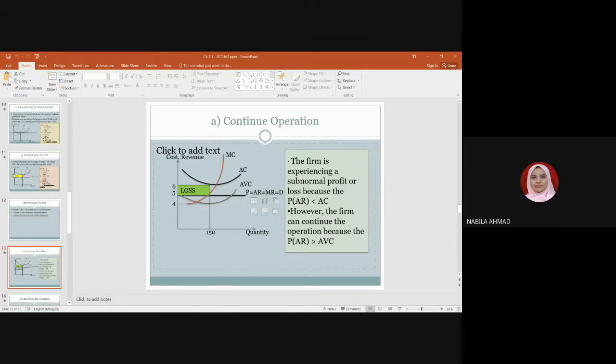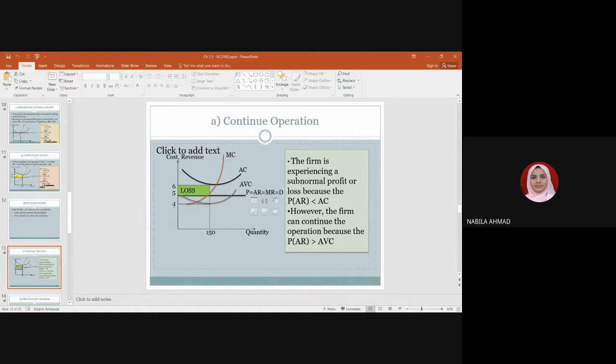Contohnya di sini, okay, kita lihat this is average revenue. Alright, so this is equilibrium lah. So now kita lihat average revenue 5. So average cost adalah 6. So the firm making losses. Now kita kena compare dengan average variable cost. So at equilibrium, average variable cost 4. So average revenue 5, average variable cost 4.